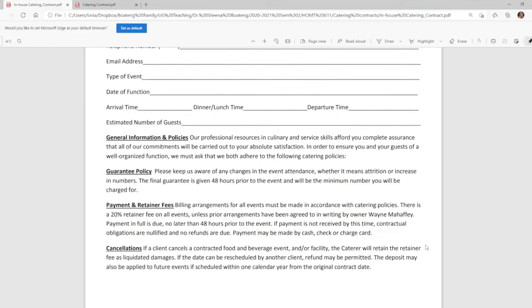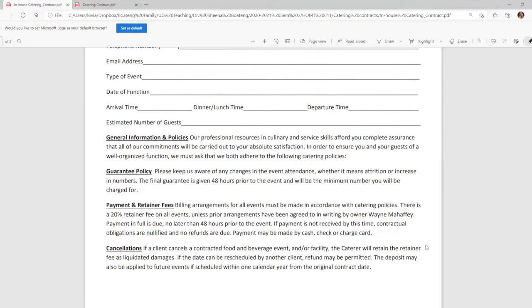So that means that when you tell them you want to organize your event there, you have to pay upfront 20% of the amount to guarantee that you are serious about using their venue for your event. Then when you are finalizing the guaranteed number of attendees, you will pay the rest of the amount and pay everything in full, which should be 48 hours prior to the event. And their policy says that if payment is not received by this time, all contractual obligations are what?